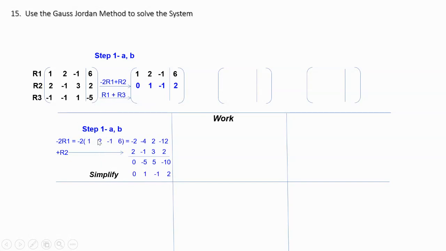Now for the second part of step 1, we're going to add row 1 plus row 3. This is my row 1, and this is my row 3. When you add them, it's going to give us 0, 1, 0, 1. So I'm going to replace row 3 with 0, 1, 0, 1. After I do that, I'm done with step 1. Now I need to go to step 2.